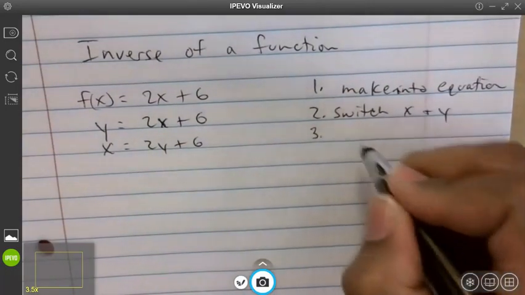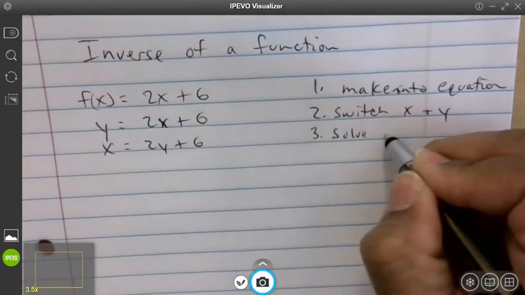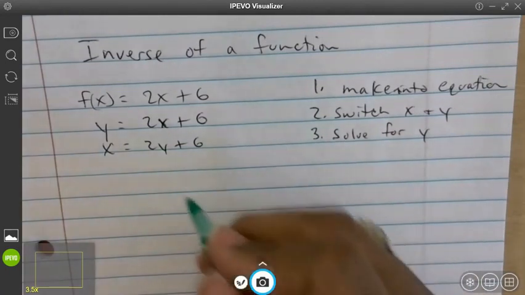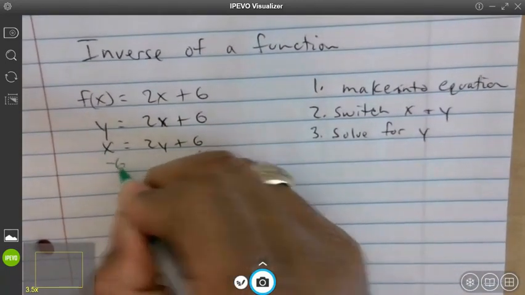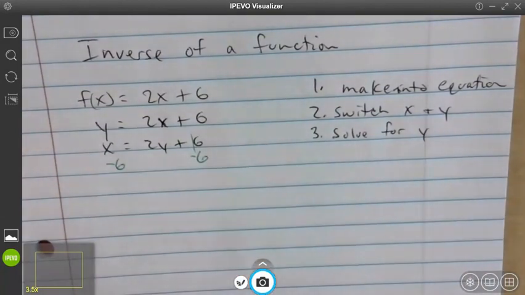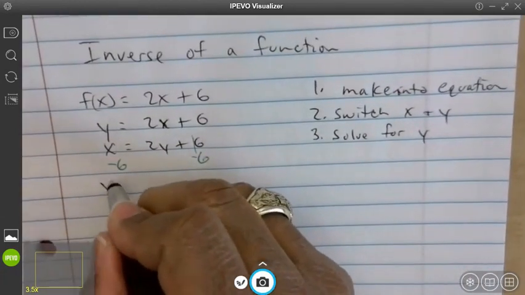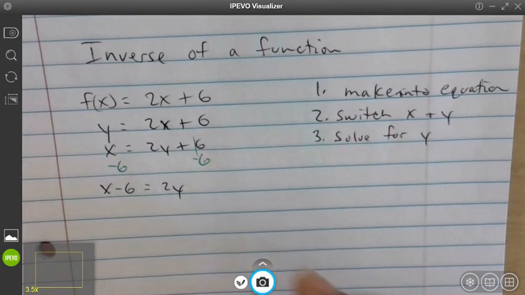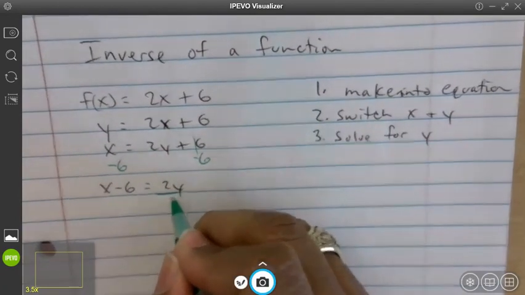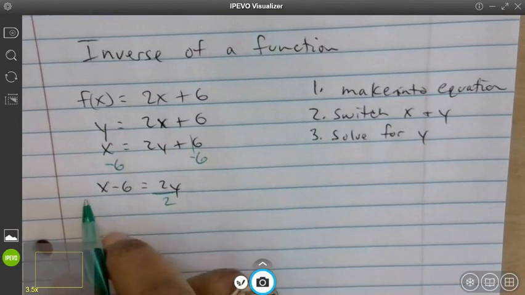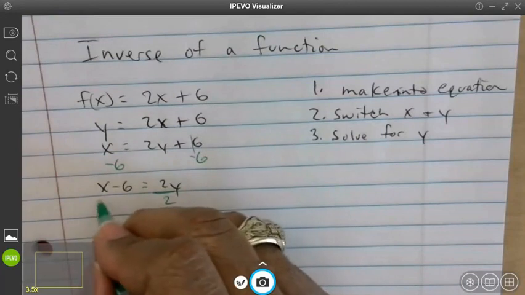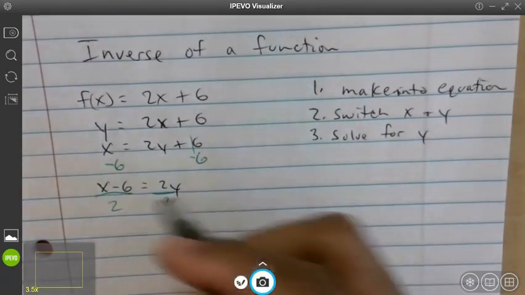Now my third step, we're going to solve for y. Just like a regular equation, I'm going to solve for y. Let's move that 6 from one side to the other. So I'm going to subtract 6 from both sides of the equal sign, because that cancels out. These are not like terms, so that's going to stay. x minus 6 equals 2y. And finish solving for y. Now we're going to divide by the coefficient, divide by 2. When I divide by 2, I don't divide one thing, I divide everything. You hear me? Not everything, everything. Divide by 2.